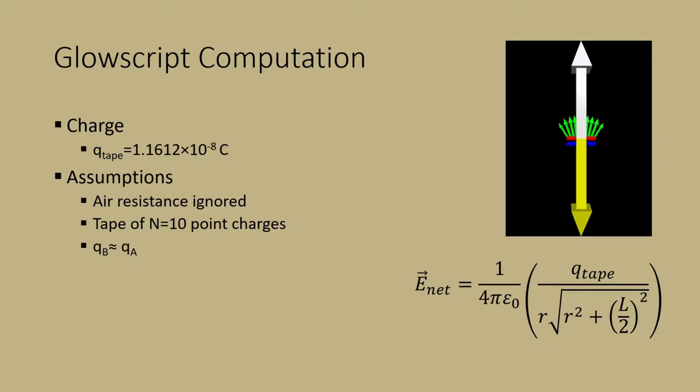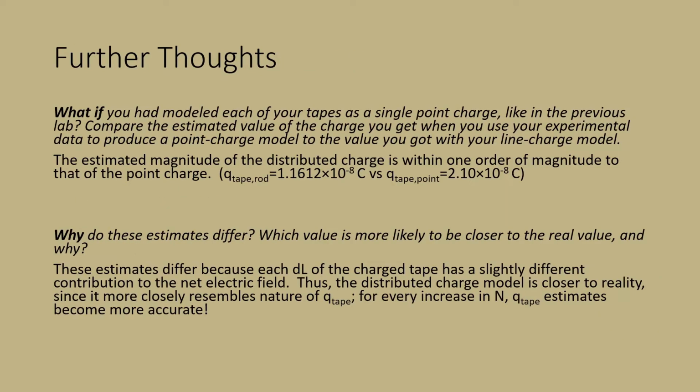Air resistance played no role, we assumed, and each piece of tape was made up of 10 individual point charges, n. Now, to increase the accuracy of our measurement, we could increase the value of n with diminishing returns with each additional n. We also assumed, as mentioned previously, that the charge of the trough strip and the charge strip were the same.